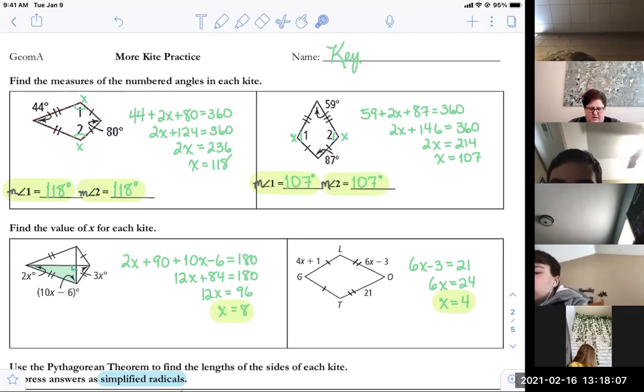And again, you could draw in a diagonal here and do half of 44 is 22, and then x, and then half of 80 is 40, and add that up to the triangle. This triangle at the top adds up to 180. But I think it's actually easier to just use the kite as its own quadrilateral and add up all the angles to 360. If there's no diagonal drawn in, it usually complicates things if you put in both diagonals. Putting in one of them might be okay or helpful, but if you put both diagonals in there, it usually makes it much more confusing than it needs to be.